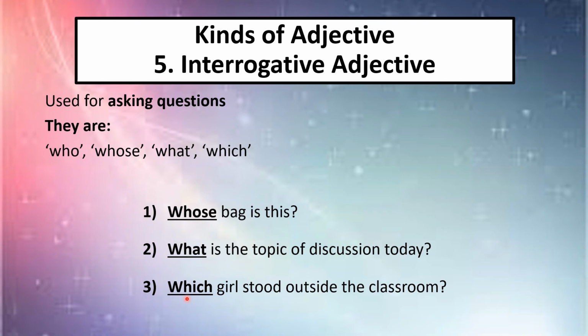See the third example. Which girl stood outside the classroom? Girl here is noun. You have used which as interrogative adjective to ask question about the girl. So, which is the interrogative adjective in this sentence?